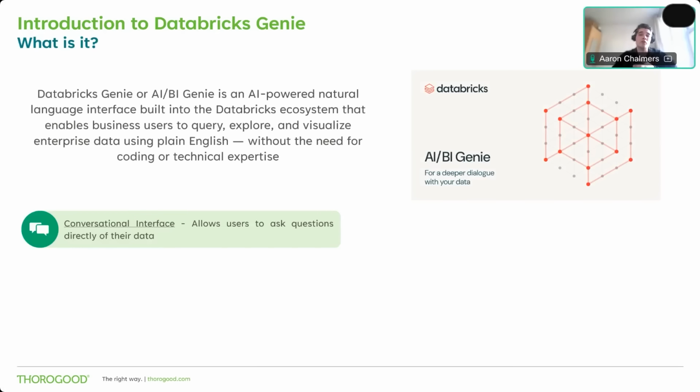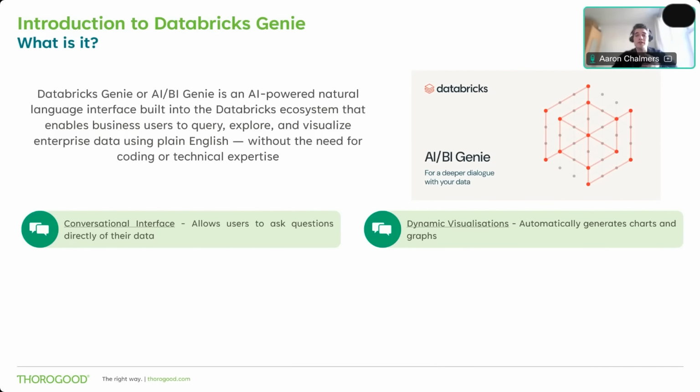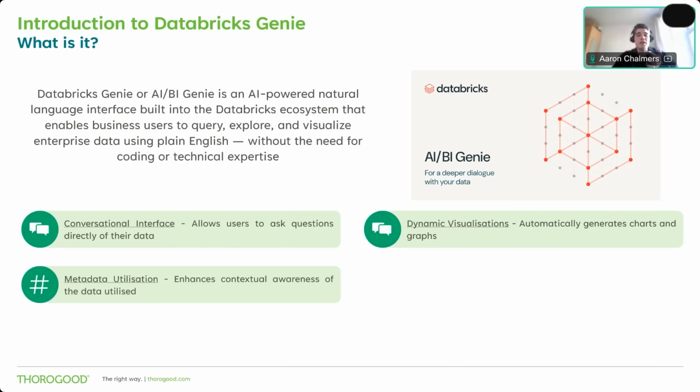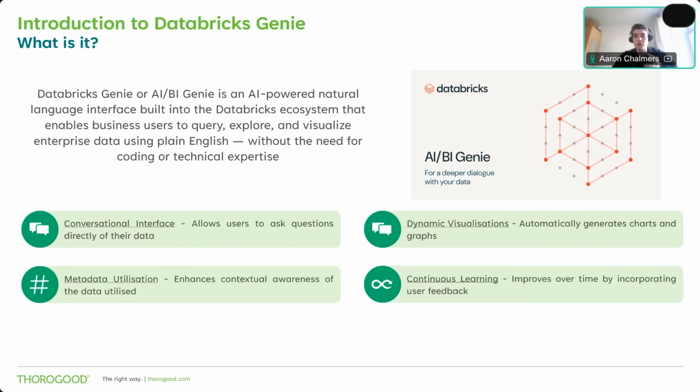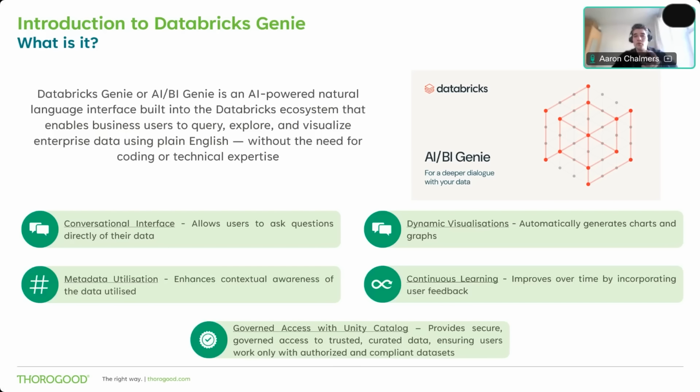Genie has a conversational interface, which allows users to ask questions of their data directly. It can provide visualizations, such as automatically generating charts and graphs. Genie enhances its workspace-specific contextual awareness by utilizing metadata. It improves over time by incorporating user feedback, and it sits on top of your Unity Catalog. This means that it provides secure, governed access to trusted, curated data. It ensures that users only work with authorized and compliant datasets, providing peace of mind that the wrong data will not be accessed by the wrong people.